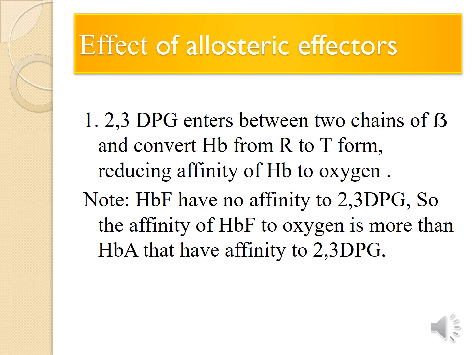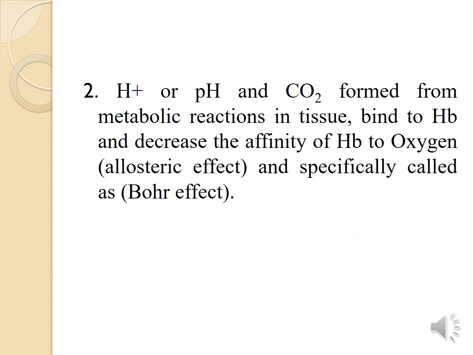As an allosteric effect, 2,3-DPG or BPG enters between the two beta chains and converts hemoglobin from the relaxed form to the tense form, reducing the affinity of hemoglobin to oxygen. Then protons, or pH, and CO2 formed from metabolic reactions in tissues bind to hemoglobin and decrease the affinity of hemoglobin to oxygen, which is specifically called Bohr's effect.